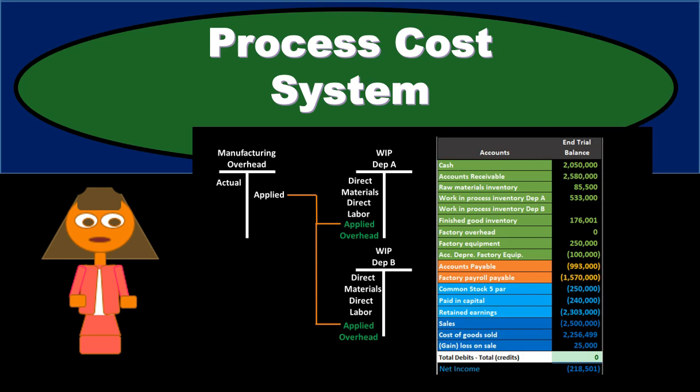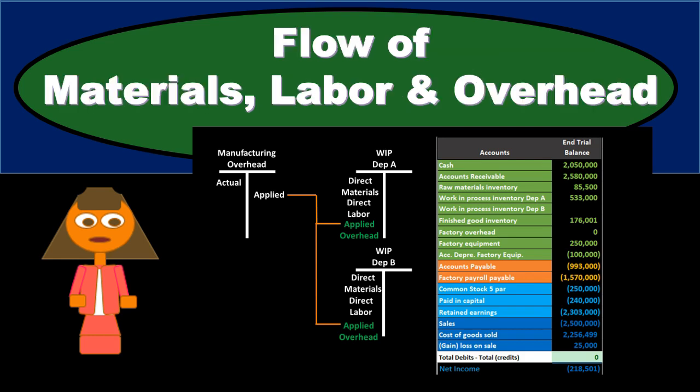In this presentation, we will take a look at the flow of materials, labor, and overhead within a process cost system. In other words, we're going to track the materials, labor, and overhead as they flow through from the raw materials to the finished goods within a manufacturing company that uses a process cost system as opposed to a job cost system.